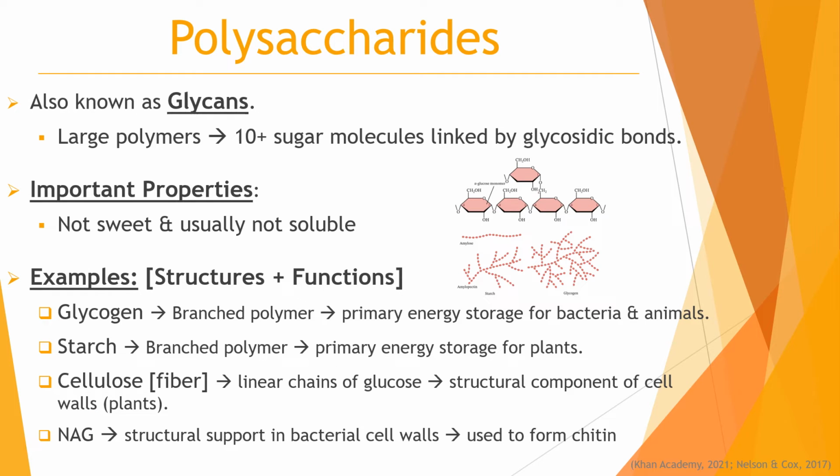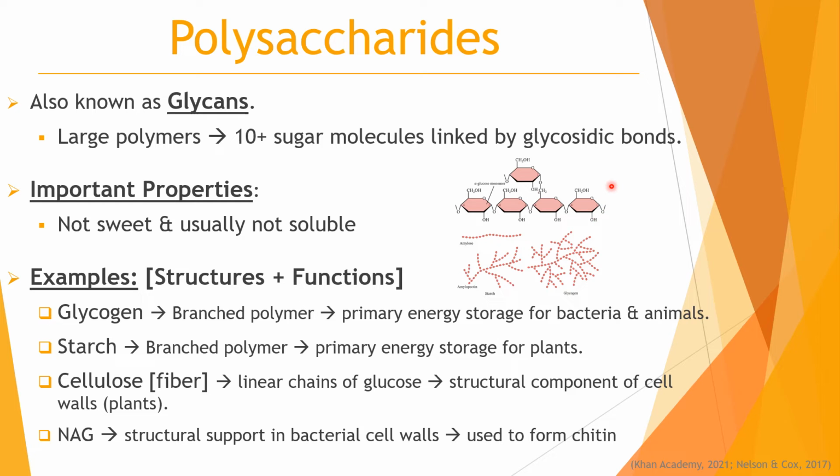Finally, there are polysaccharides, also known as glycans, which are large polymers that encompass 10 plus sugar molecules linked together by those glycosidic bonds. Some important properties to note for this type of saccharide is that, unlike their predecessors, these aren't sweet, and they're usually not soluble. Some examples would include glycogen, starch, cellulose, and an abbreviation called NAG. So glycogen is what's called a branched polymer, which is shown over here. This is kind of what it looks like, and this is what it looks like on the molecular level.